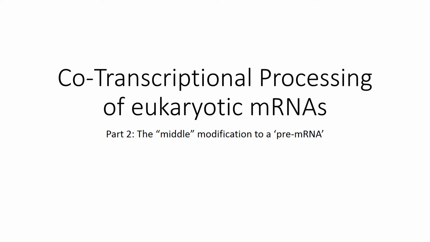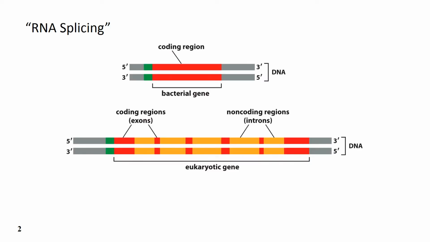We continue now talking about the processing of eukaryotic pre-mRNAs by discussing the modification that occurs in the region between the 5' cap and the 3' poly A site. Therefore, I term this the middle modification to a pre-mRNA. That modification is mRNA splicing.